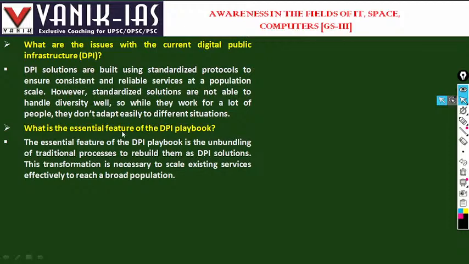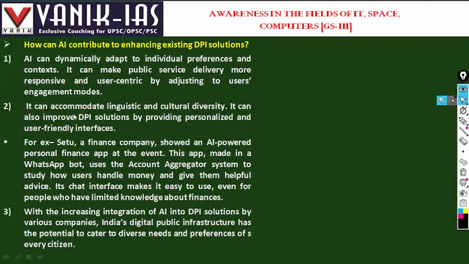What is the essential feature of the digital public infrastructure playbook? The essential feature of the digital public infrastructure playbook is the unbundling of traditional processes to build them as digital public infrastructure solutions. This transformation is necessary to scale existing services effectively to reach a broad population.